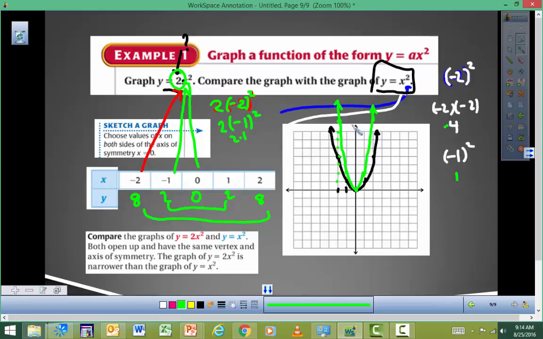Okay, so we might say that this 2 causes a vertical stretch. Vertical stretch. Okay? Alright, so it makes it more narrow, whatever. So you get the idea? So on several of these problems, you're going to be doing this sort of thing where you graph the parent function and you graph this new function.